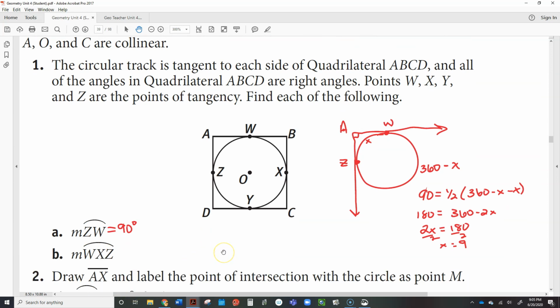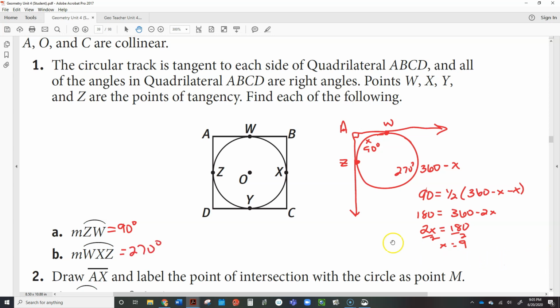The measure of arc WXZ. So this is the other one, WXZ. We found this one right here is 90 degrees, so this one right here is 360 minus 90. And I believe that gives us 270 degrees.